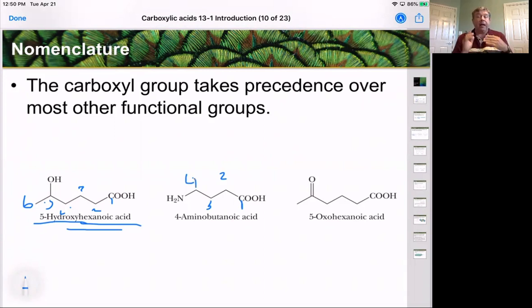Okay, and remember, aldehydes and ketones are just below carboxylic acids, and whenever we have an aldehyde or ketone with a carboxylic acid, we have to use the prefix oxo. And so we have oxo plus the carbon it's on. So in this case, we have 1, 2, 3, 4, 5, 6. So that makes it hexanoic acid because we have 6 carbons. And then we have that ketone on our 5 carbon, so we call it 5-oxohexanoic acid.